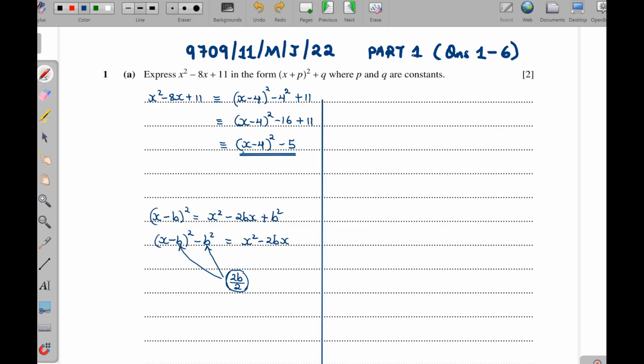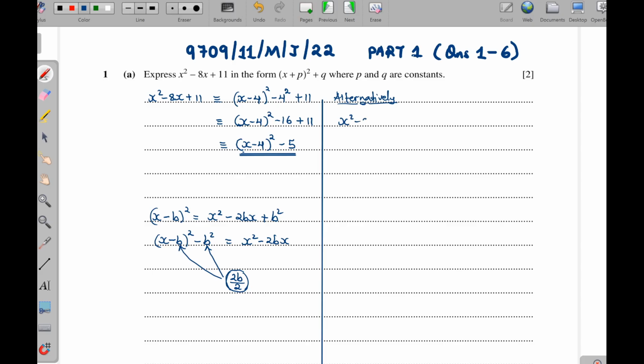You see? Because here we're having a plus and a plus here, it doesn't mean that you must have a plus here and then a plus here. No. p and q are constants. They can be positives or negatives. So alternatively, you can also do it this way. You can expand and then equate coefficients.